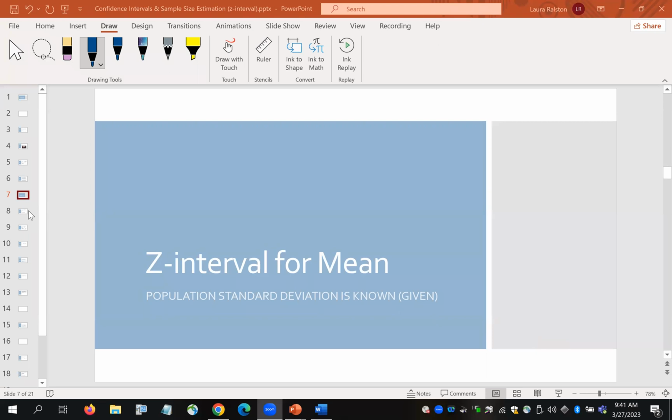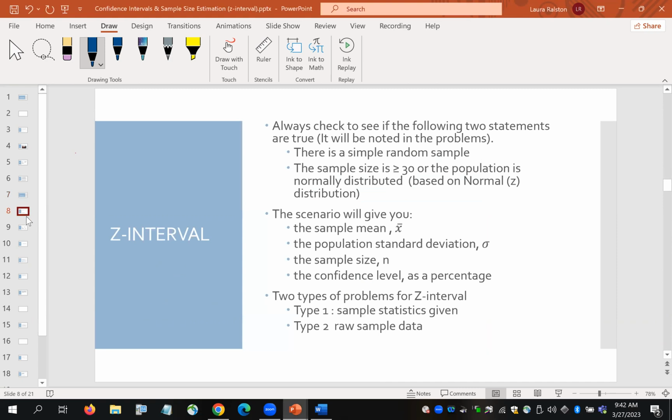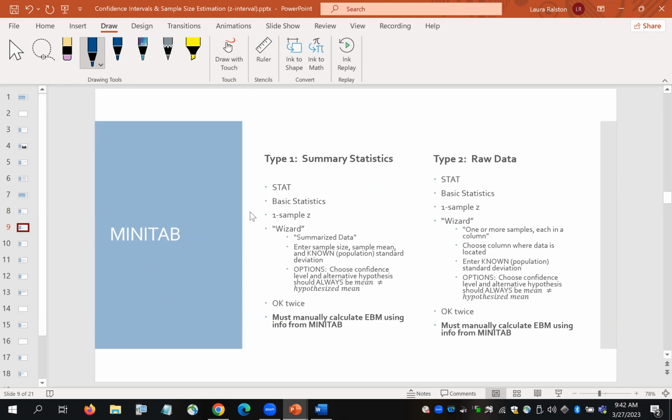So the Z interval for the mean, and we use Z whenever the population standard deviation is known. Last Wednesday, we looked at an example, but in case you've forgotten, the keystrokes for Minitab are on slide 9 of the PowerPoint for the Z interval. You can be given the summary statistics, or you can be given the raw data. And we're going to look at an example of both here in just a minute. But the keystrokes, if you need them, are on slide 9.